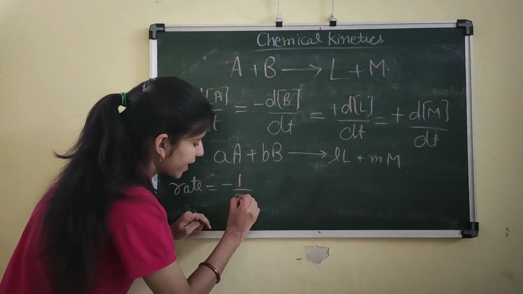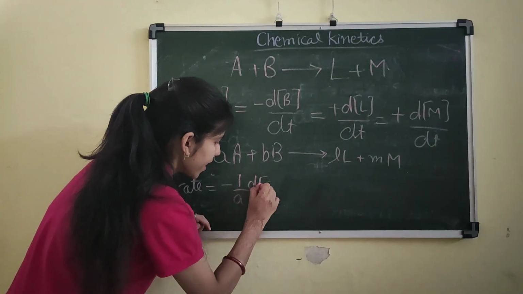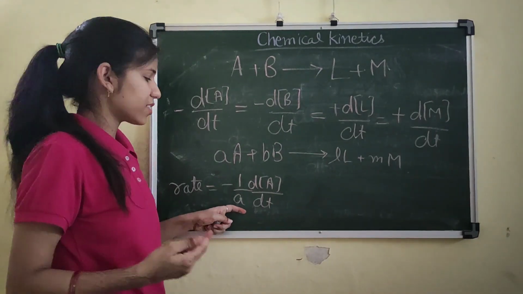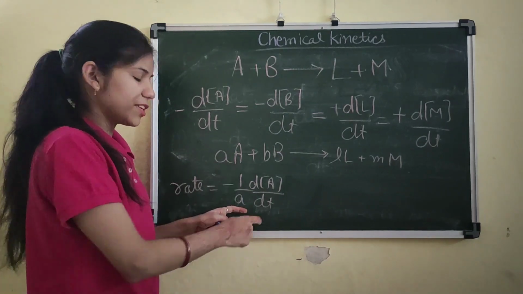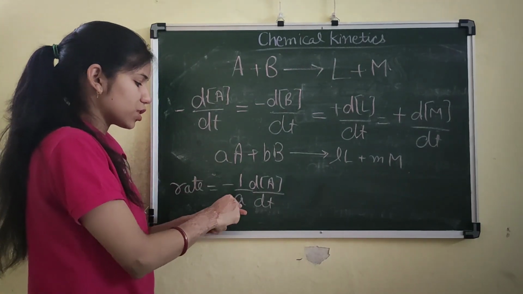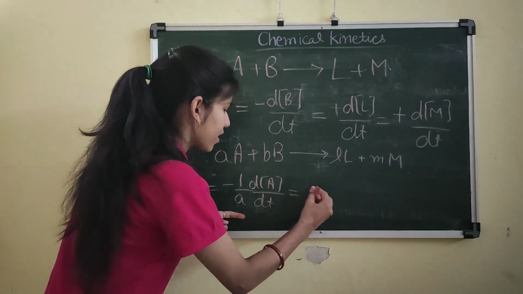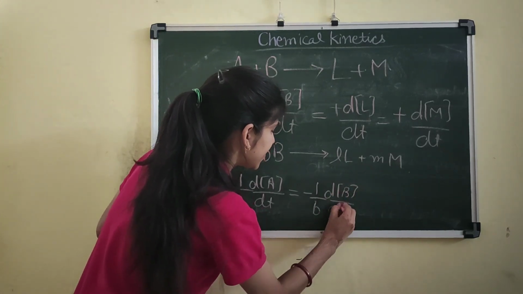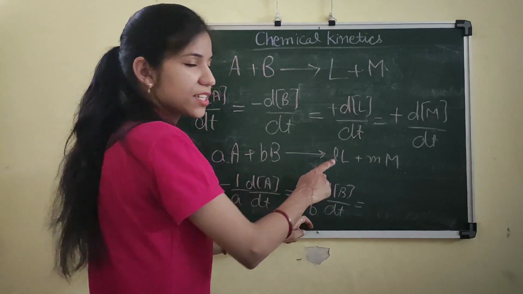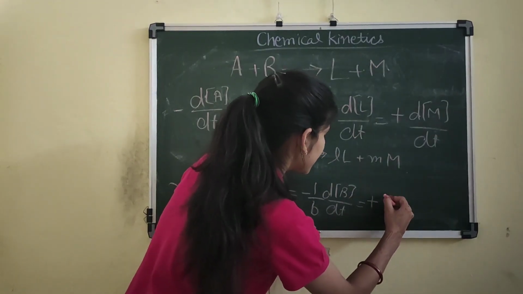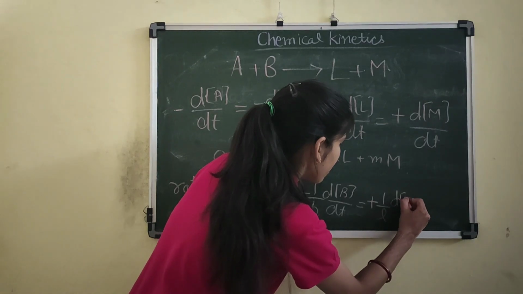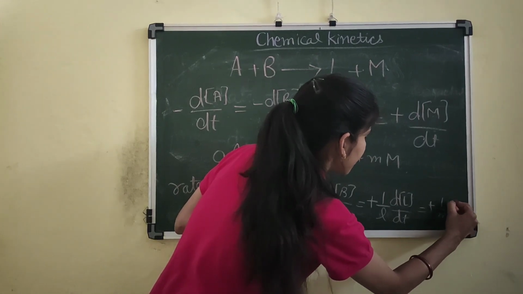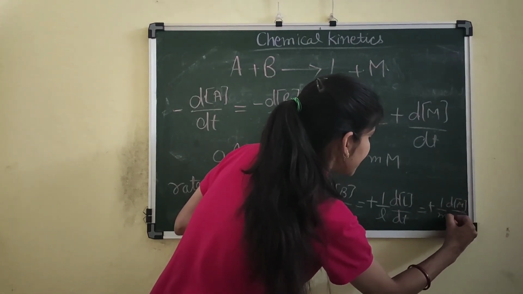So the rate of reaction can be written like that: minus 1 by a, dA by dt. In this, the minus sign indicates that the concentration of A decreases with time, and a is the coefficient, so it is divided. Likewise, there is minus 1 by b, dB by dt, and where the concentration increases, there will be plus 1 by l, dL by dt, and plus 1 by m, dM by dt.